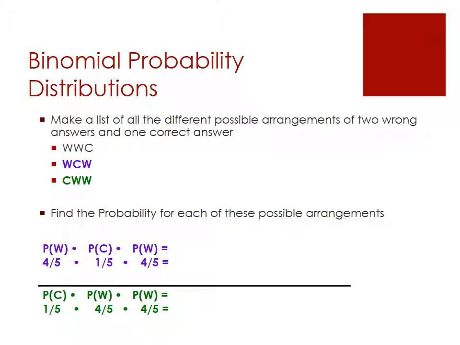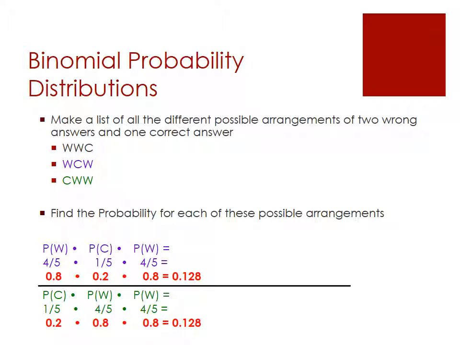So you should have gotten 4/5 times 1/5 times 4/5 for the first one. And then for the second one, the one in green, 1/5 times 4/5 times 4/5. We do the calculations for that, and we're going to see that we in fact get 0.128 for each of these other possible arrangements. So remember, if we look back at our criteria, we had to have the same probability for each of these. When we look at all three of these together, they all have the same probability of 0.128.